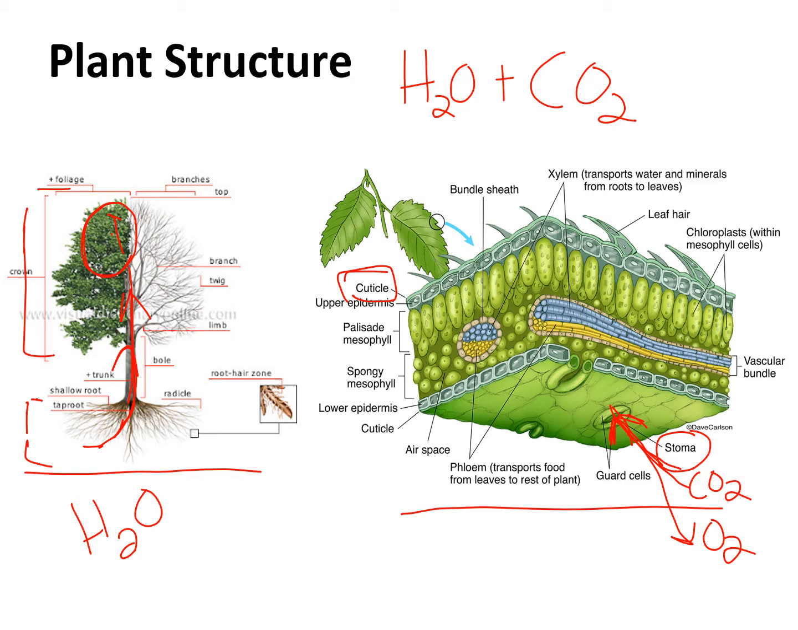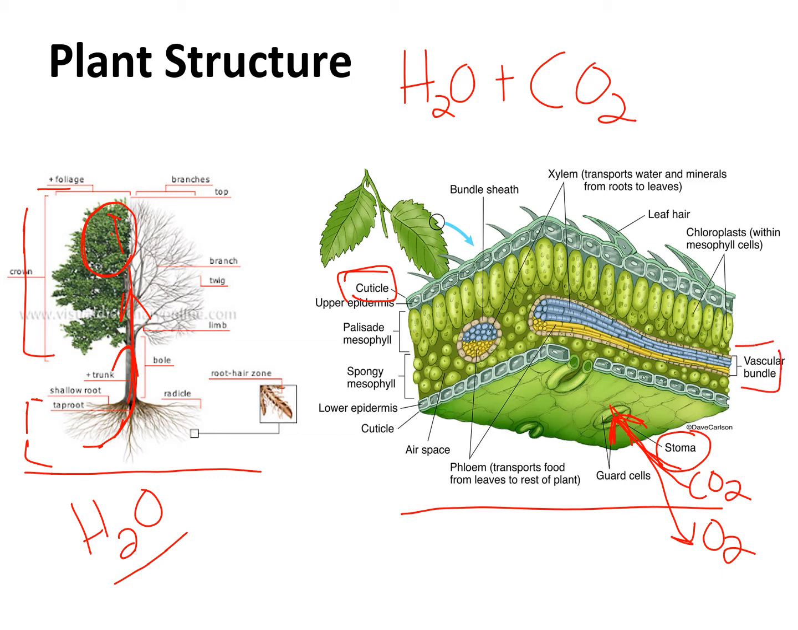and often that is composed of waxes. And remember, waxes are a type of lipid that prevent water loss. And so this water is one of those reactants for photosynthesis, so the plant doesn't want to lose water.